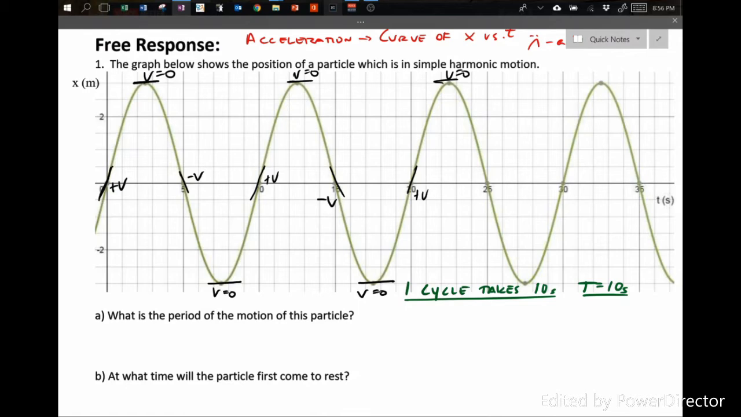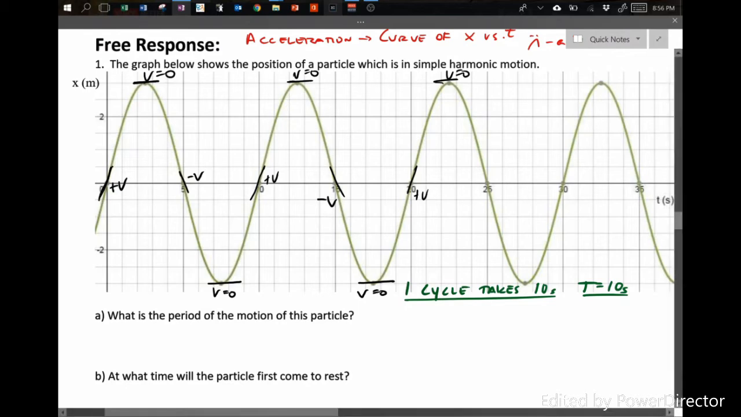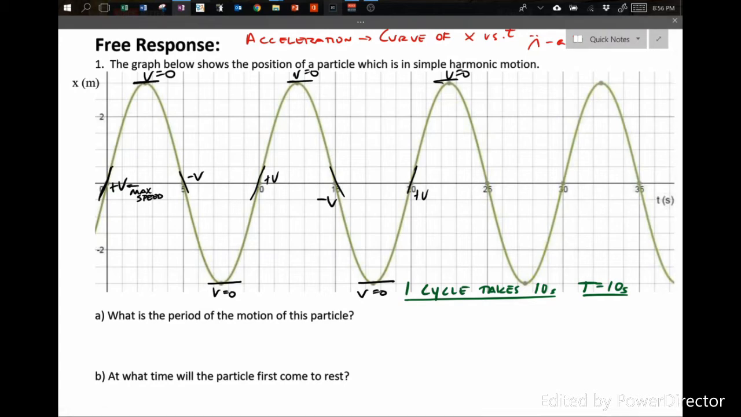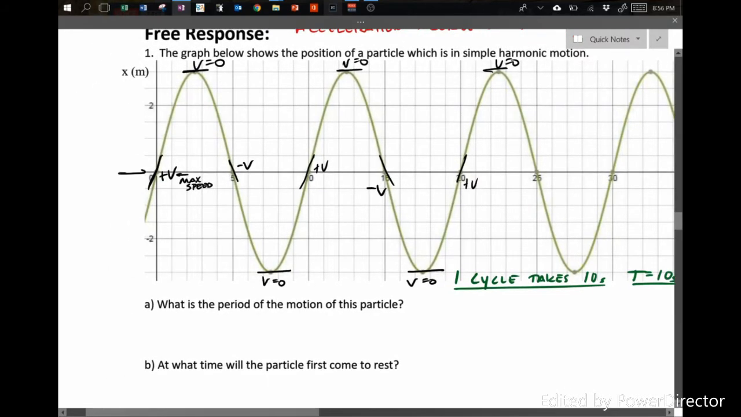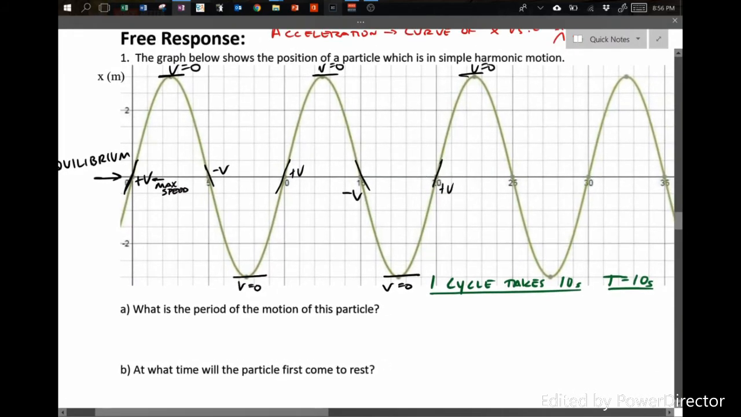Now, due to some other things that we know, all of these represent the maximum speed of my object. That's telling me how quickly my object is moving when it's going the fastest, because maximum speed occurs at equilibrium position. And that spot is the equilibrium position.